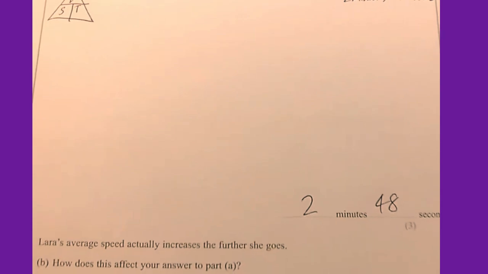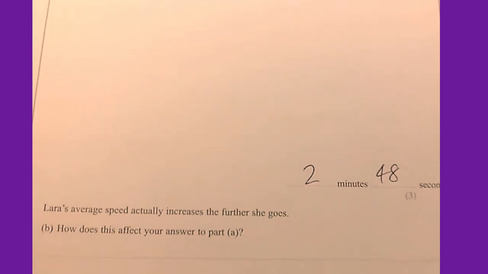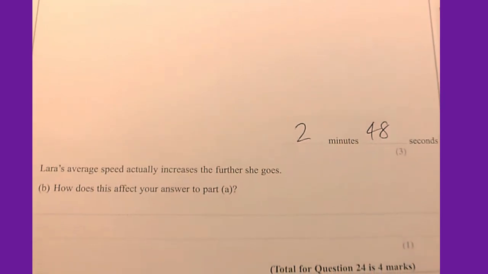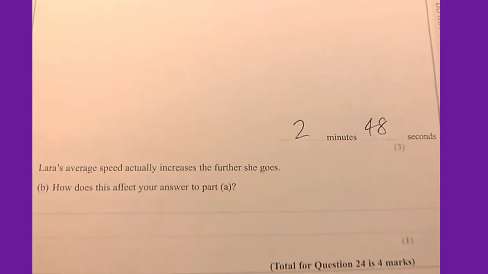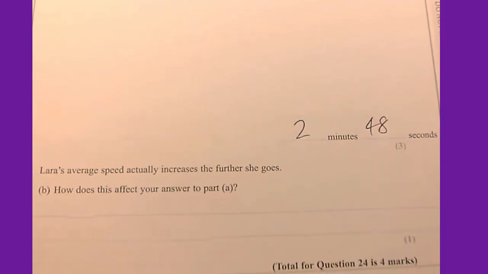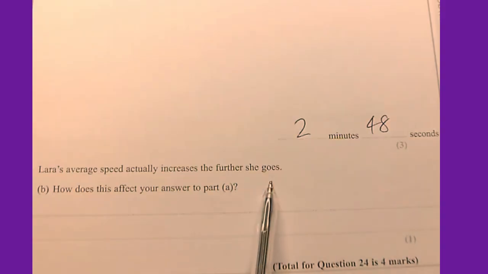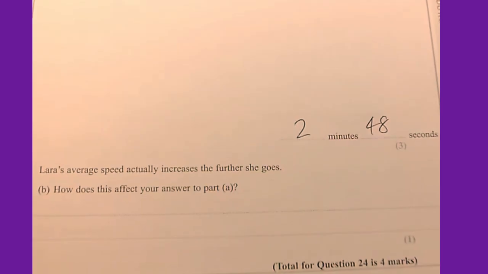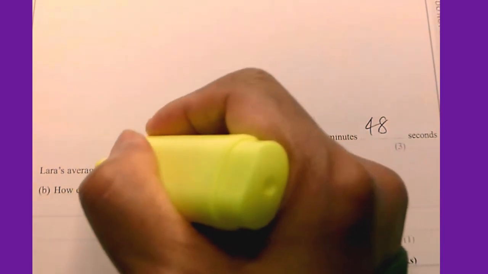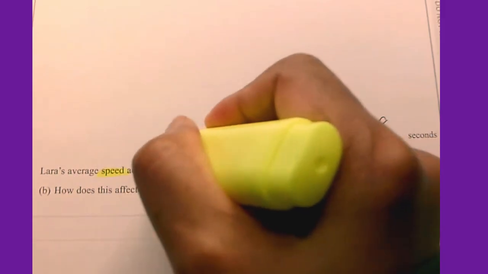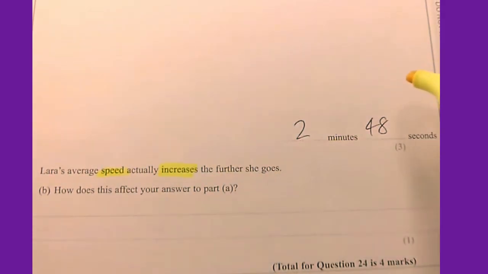Now, if I look at part B, part B says, Lara's average speed actually increases the further she goes. How does this affect your answer to part A? So I'm going to press pause and have a go. When you're ready, press play again. So I'm going to highlight Lara's speed, average speed actually increases. How does this affect our answer?